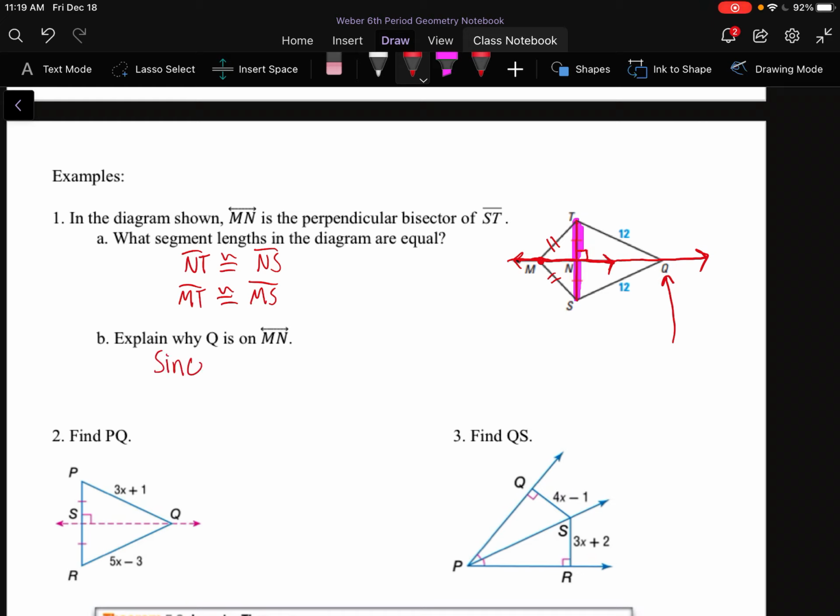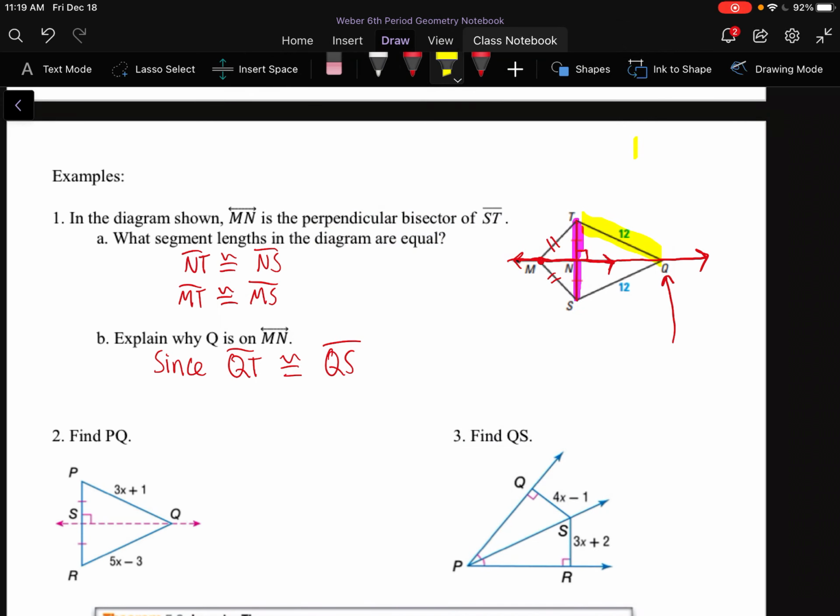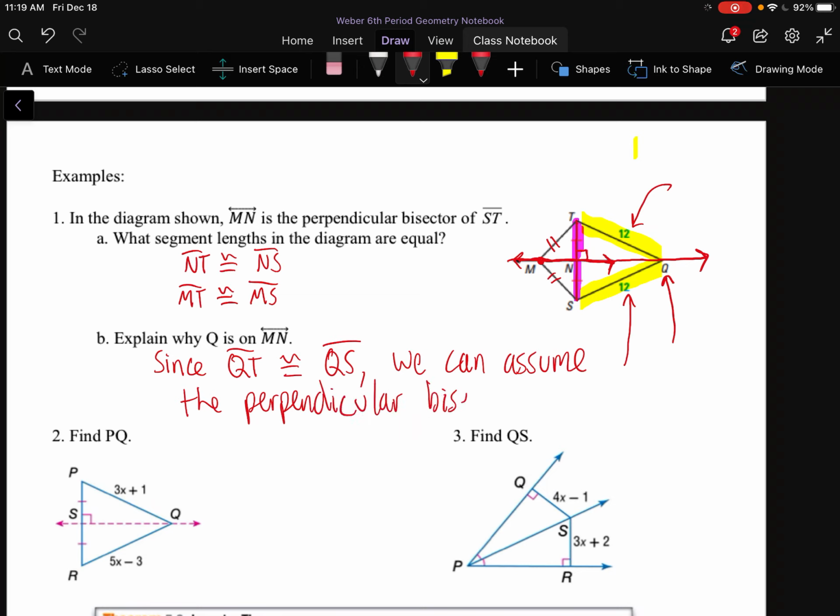We know that QT is congruent to QS, so let's look at what that says. QT is this segment here, and it is congruent to QS. How do I know that they're congruent? Well, they both tell me that they have a length of 12, so I know that they're congruent. Since those two are congruent, we can assume the perpendicular bisector will go through point Q.